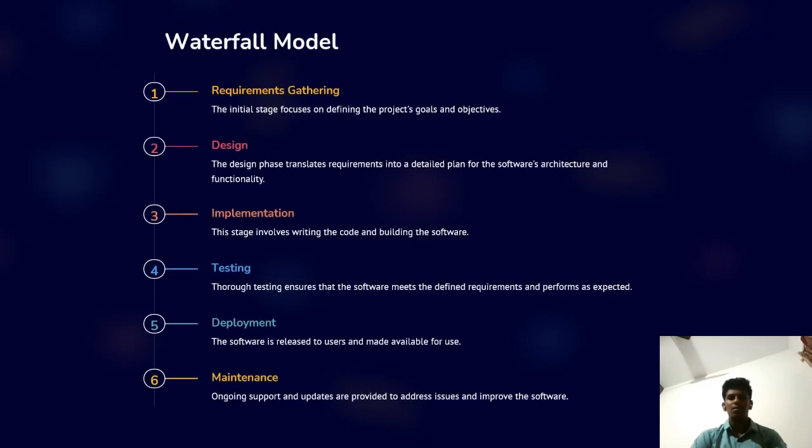Waterfall model. Requirements gathering. The initial stage focuses on defining the project goals and objectives. And then design. The design phase translates requirements into a detailed plan for the software's architecture and functionality. And implementation. This stage involves writing the code and building the software.